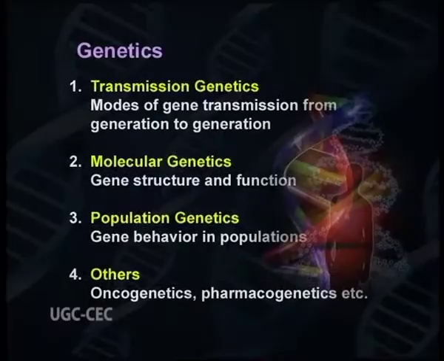The third area of genetics which is studied is population genetics, where one looks at the gene behavior in a specific given population. So, we can go through examples under each category to show how the mode of gene transmission from generation to generation takes place.